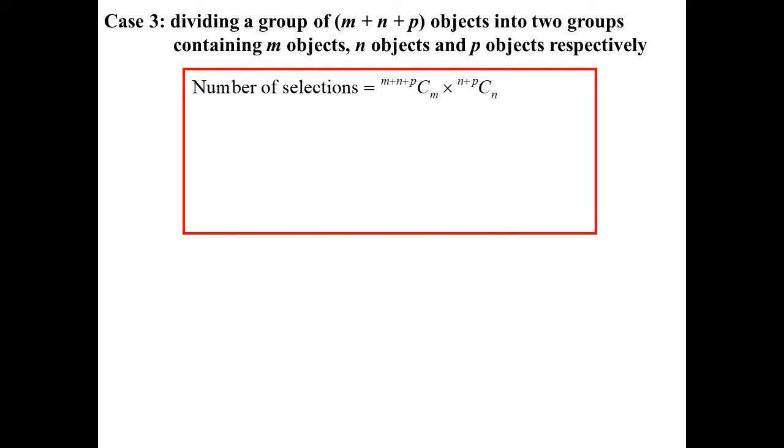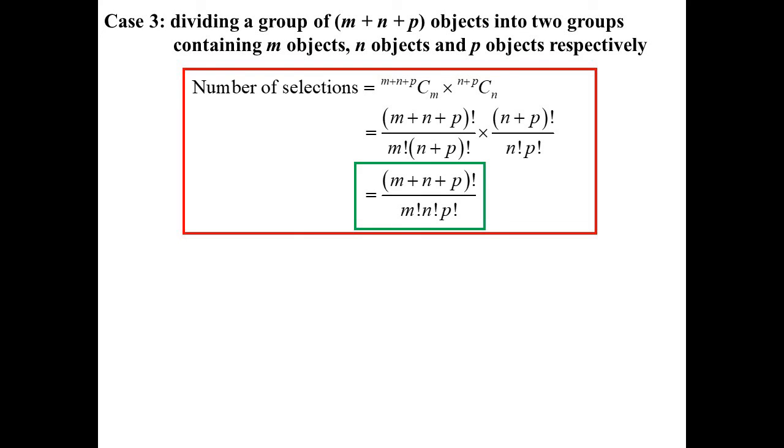But look what happens when you play around with the factorials. The first one becomes (m+n+p)! over m! (n+p)!. The second one, (n+p)! over n! p!. The (n+p)! cancel, and look what you end up with. It's still the same idea as when we had 2 groups. Total number of all of them divided by the size of the groups: m! n! p!. So we can save ourselves some time when we're dealing with groups, which is total number factorial over the size of the groups factorial.